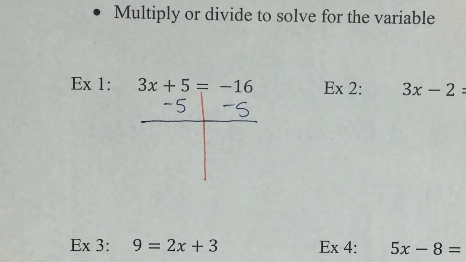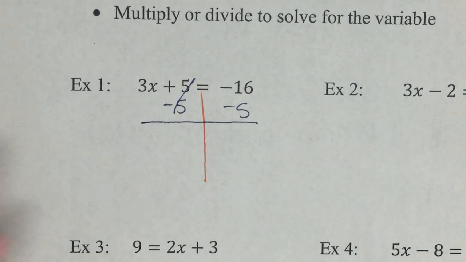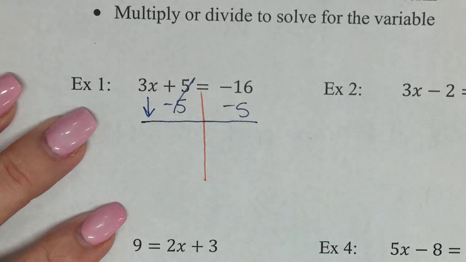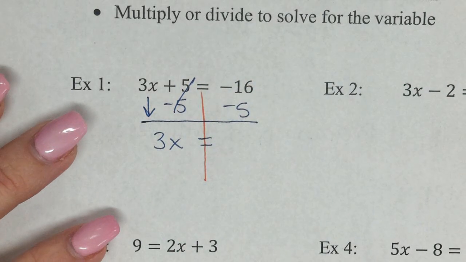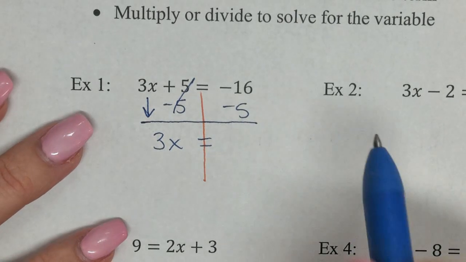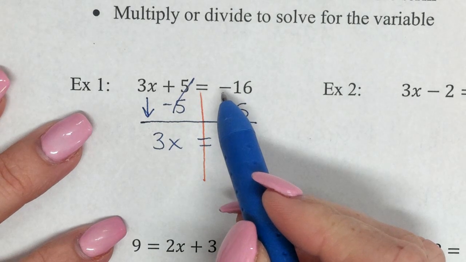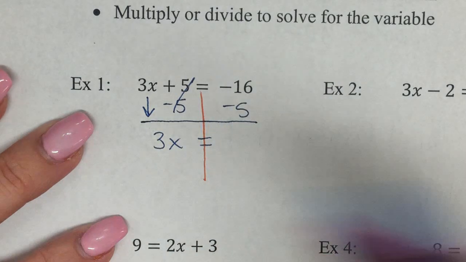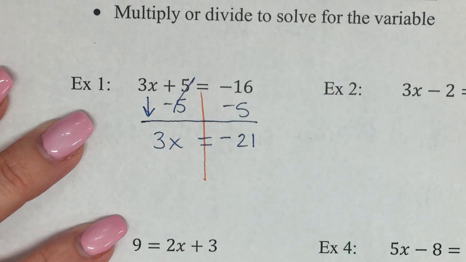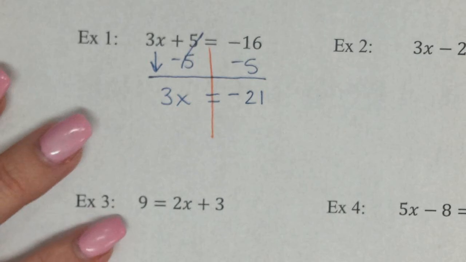Now we're just going to kind of bring everything down that we just did. This has zeroed out. 5 minus 5 is 0. I have not done anything to this 3x, so I just bring it down and write it. And negative 16 minus 5 is what? Put it in your calculator. Negative 16 minus 5, which is? Negative 21. Let the calculator do the work for you.